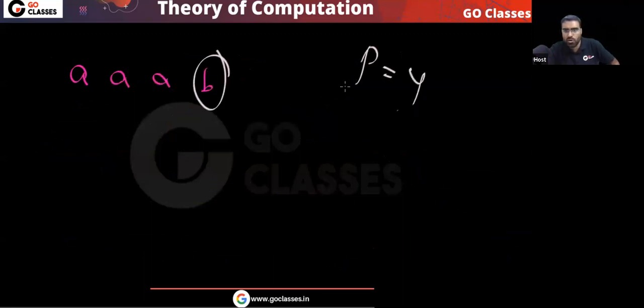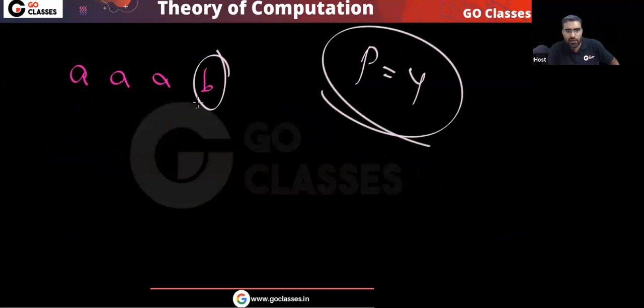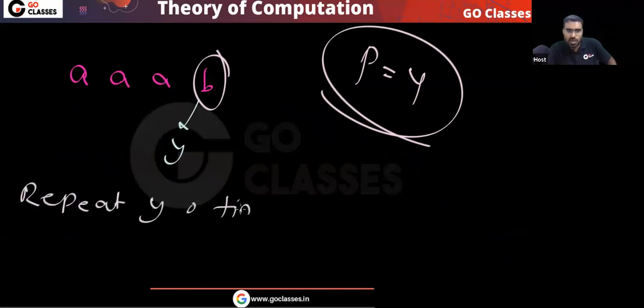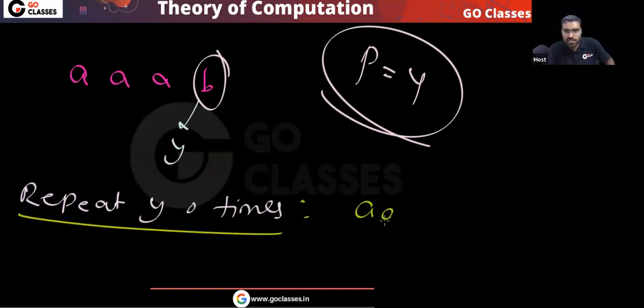Piyush is saying that if you take this string A, B, in this string, if I take P equal to 4, for P equal to 4, if I take this equal to Y and I repeat 0 times, what will be the resulting string? The resulting string will be this. Does it belong to L? Yes, it belongs to L.